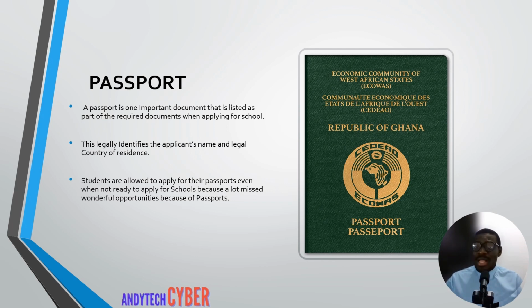This is not something someone has to tell you, especially when you know you want to travel outside Ghana. Start applying for your passport. For example, you're in level 200 or level 100, you apply for it, even if it's going to take 1 year. By the time you complete, you already have your passport. And that's going to make life really easier for you, right? So passport is also important.